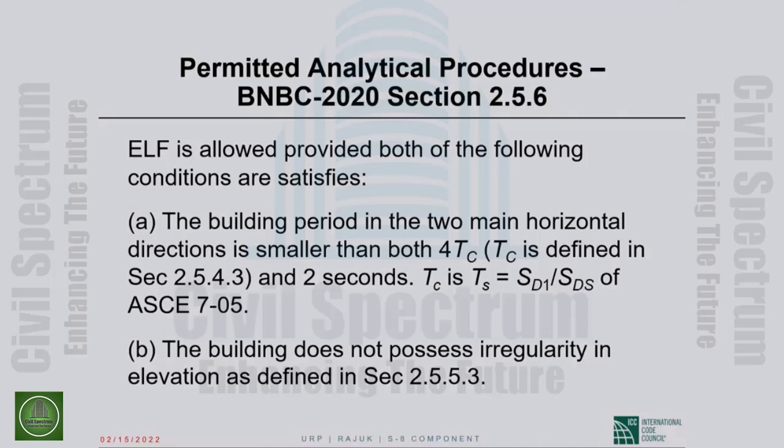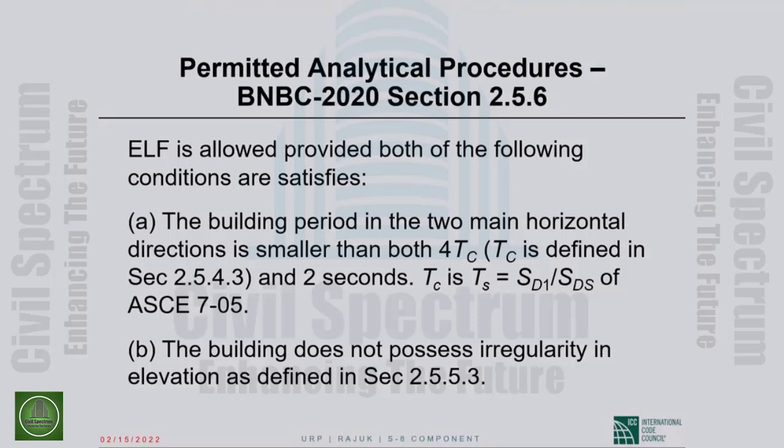So the first condition is the building period in the two main horizontal directions is smaller than 4 times T sub C. T sub C is defined in section such and such, and 2 seconds. So the period in both directions is smaller than both 4 times T sub C and 2 seconds. T sub C is what is T sub S in ASCE 7, and that is S sub D1 over S sub DS, as discussed earlier. The value of T sub S is typically around 0.5 second. So 4 times T sub C will also give you 2 seconds, roughly speaking. Anyway, so you understand that we are talking about frames that are 20 stories tall or shorter. Those are the ones that can be designed using equivalent lateral force procedure.